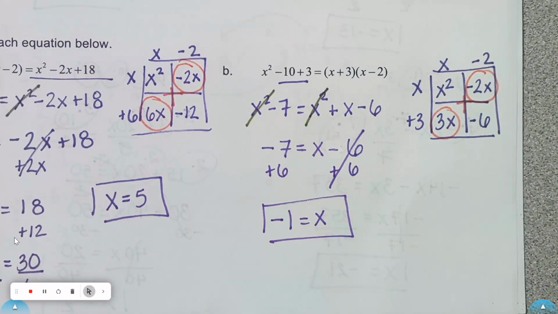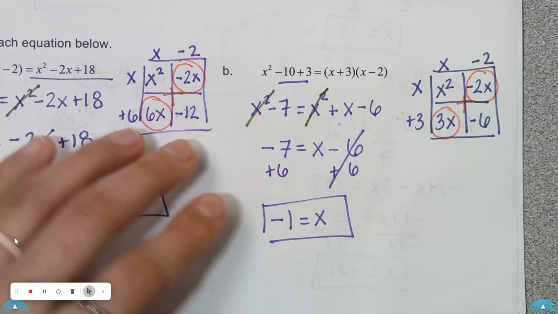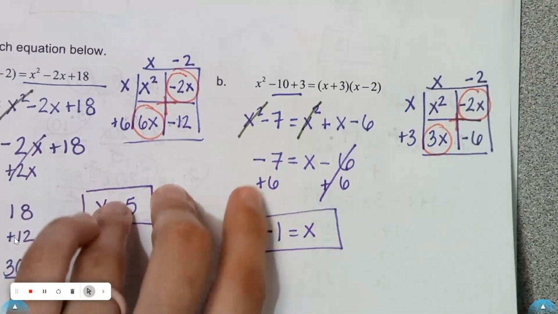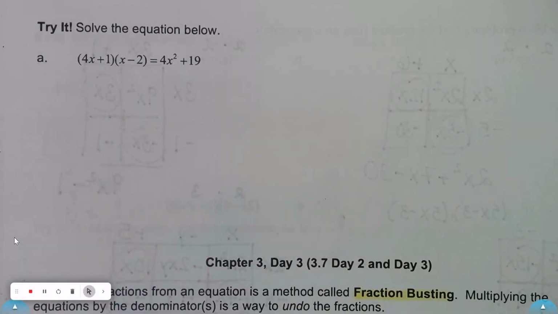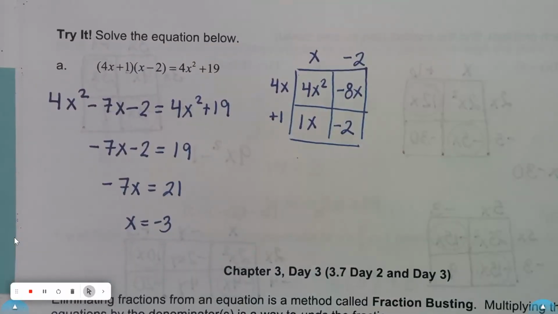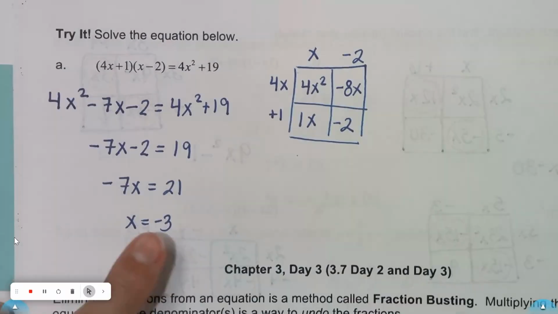All right, once you have that, let's turn to the last page, and there's one problem on the back side that we're going to do today. All right, so for this try it, I would like you to pause the video and try it by yourself, and then once you feel like you have it, go ahead and unpause so that we can talk about the answer together. And so once you do that problem by yourself, you are required to do the box. You should get negative 3.